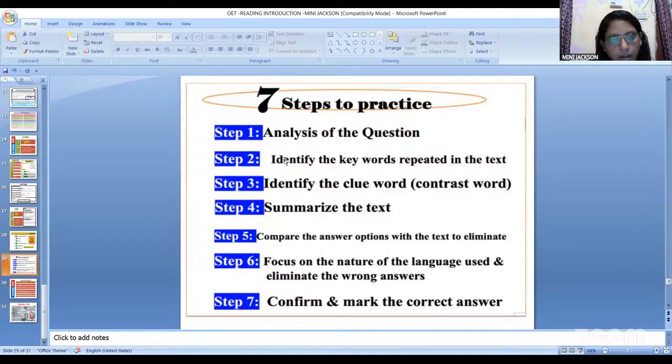According to the father's strategy, he always says that if you want to study the strategy, take one question per day and study it in detail: the question, the paragraph, then the options, hedging words, how to do the comparison, how to eliminate the options, each and everything. Take one day for one question, then you will never forget it. That will be an easy method to crack your OET.